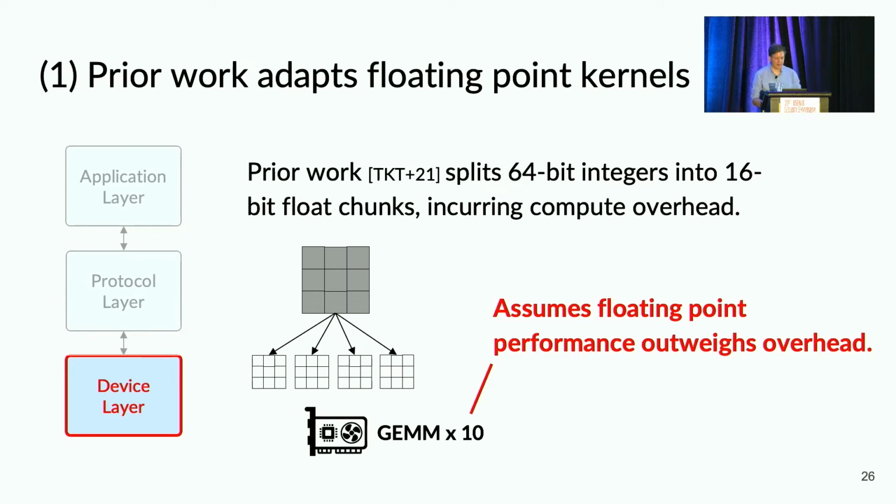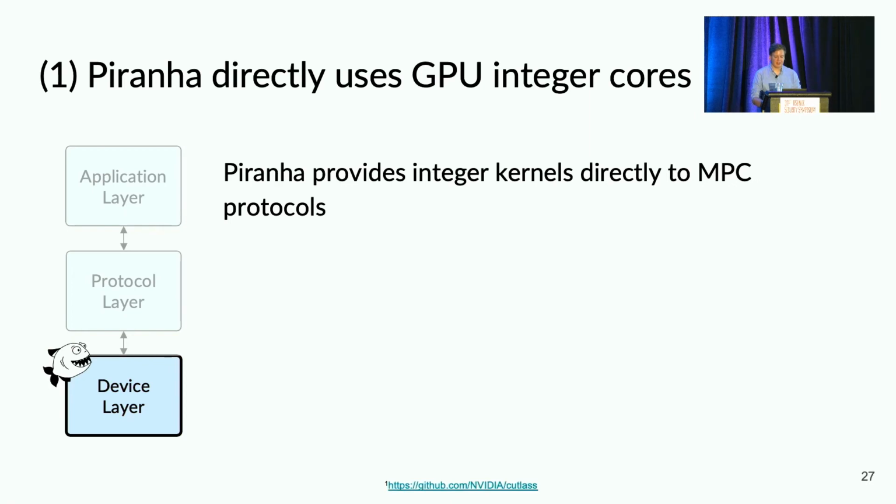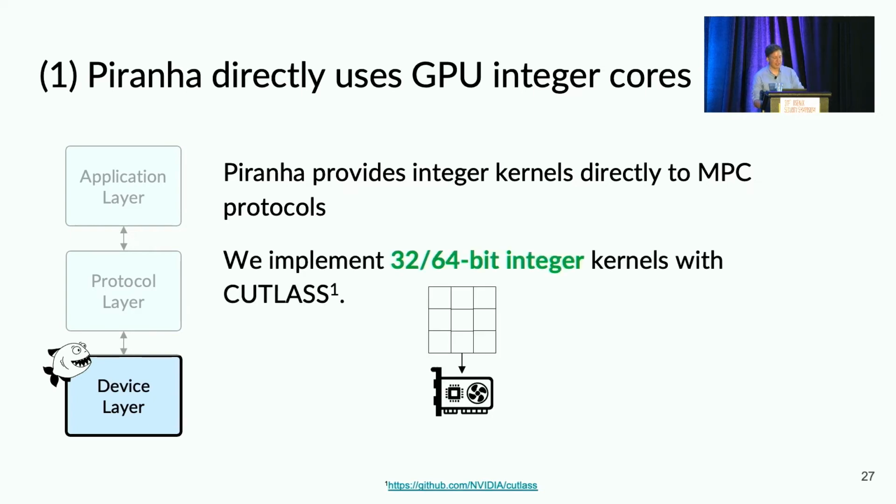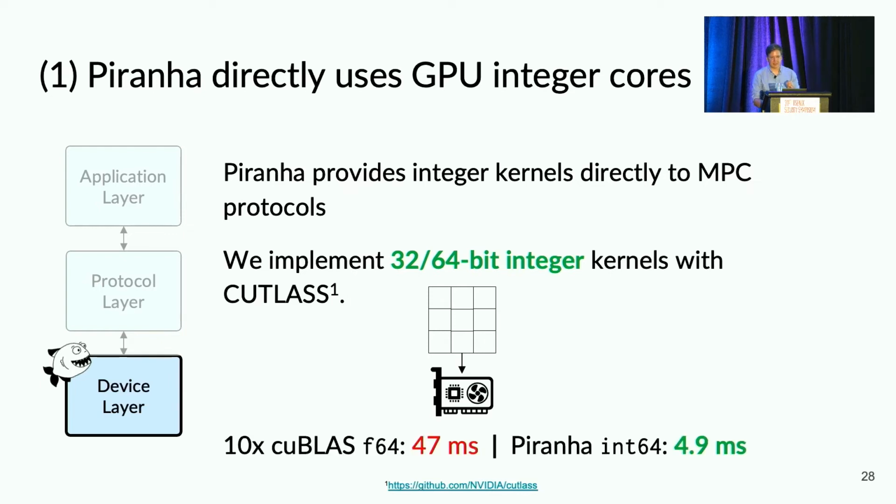Now, in Piranha, we take a different approach. What if we just directly computed the integer matrix multiplication on the GPU using the GPU integer cores? And sure, individual kernel implementations might not be as crazily optimized as cuBLAS, but our view is that we should get gains out of cutting out redundant computation. So anyway, we leveraged NVIDIA's CUTLASS library to implement both 32-bit and 64-bit GEMM kernels. And when you compare them head-to-head, an individual matrix multiplication directly computed using integers is slightly slower than in floating point. But overall, we make a huge amount of time back by not repeating the same operation over and over.